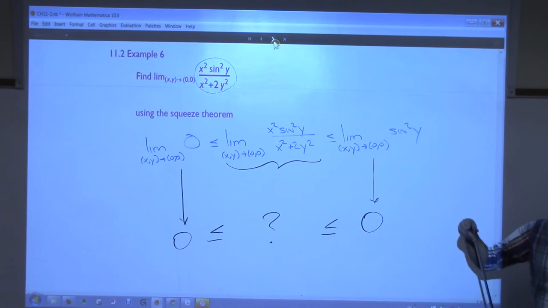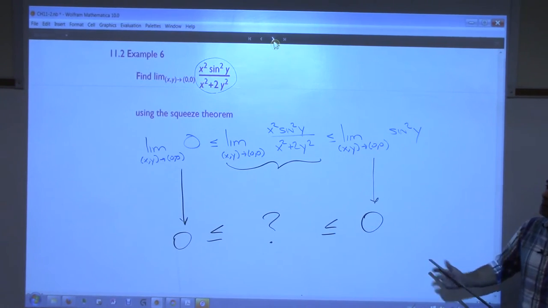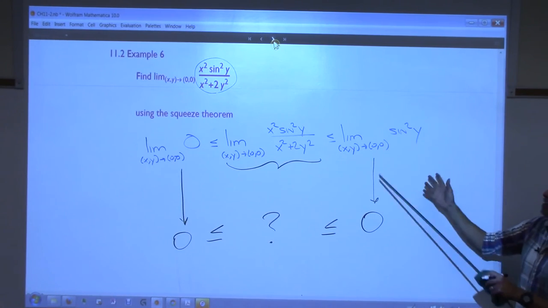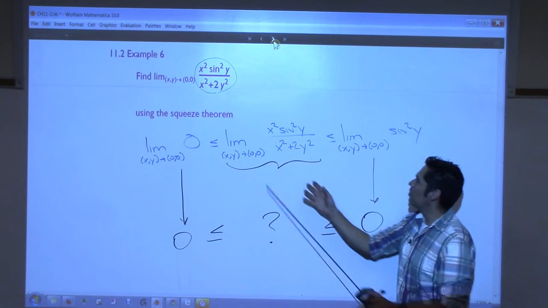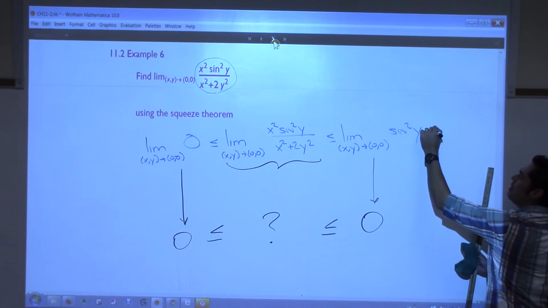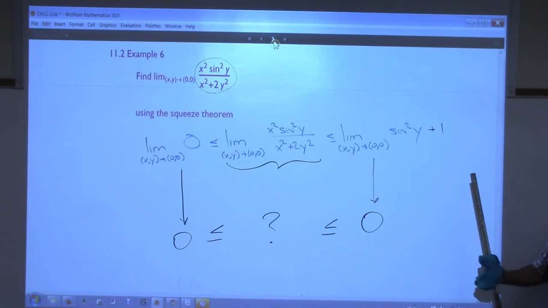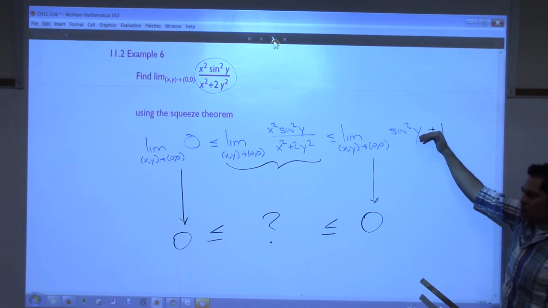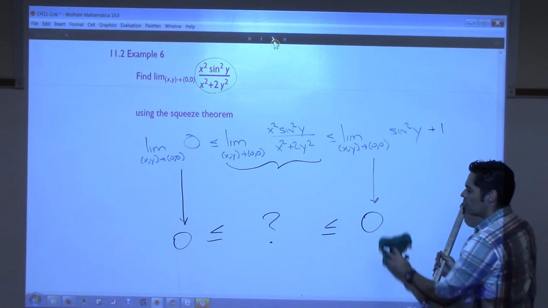That's the squeeze theorem. You've squeezed it. Now, you can mess the squeeze theorem up. Because let's say you try and do some nice stuff and then you get something over here, like let's just say for the hell of it that this was this, right? Then you would be squeezing it between where and where? 0 and 1. Well, congratulations.